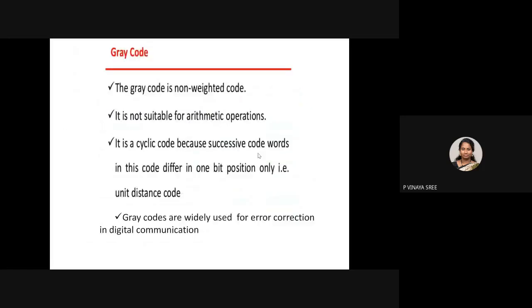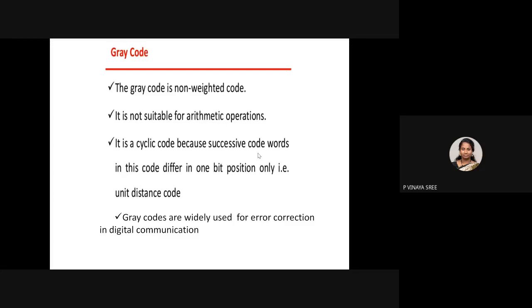So write down the side heading, gray code. Gray code is a non-weighted code, but it is not suitable for arithmetic operations, and it is a cyclic code because successive code words in this code differ in only one bit position. So that's the reason it is a unit distance code.